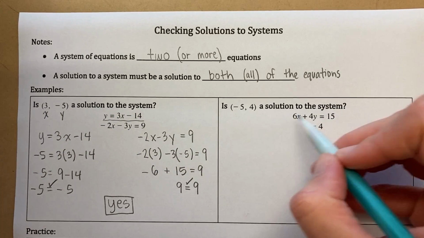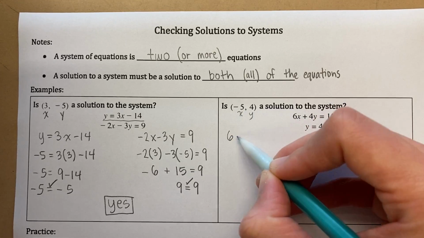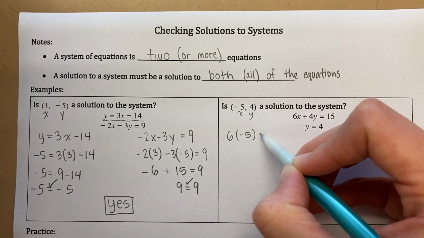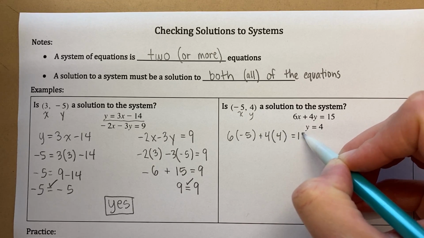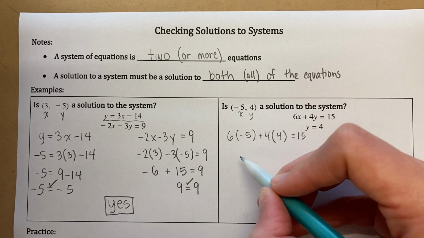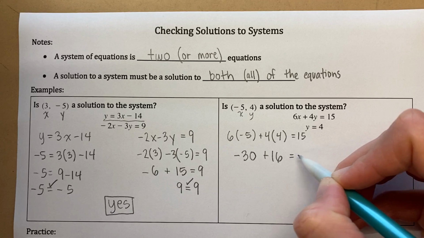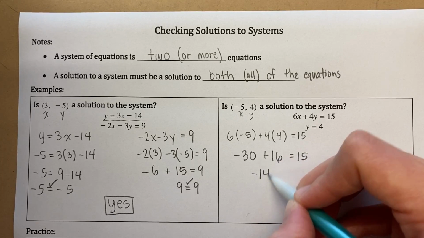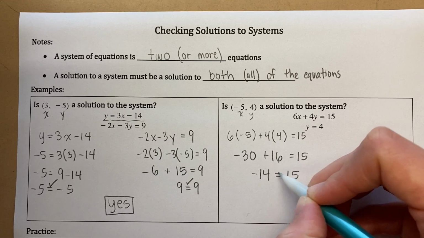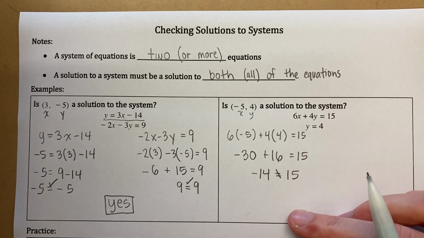Let's try this one. I have 6 times x plus 4 times y equals 15, where this is my x and y. 6 times -5 is -30 plus 16. -30 plus 16 is -14. -14 does not equal 15. Okay, so right away, I already know this is going to be a no.